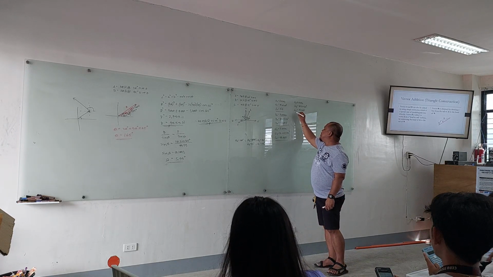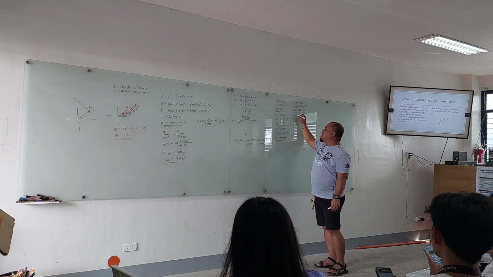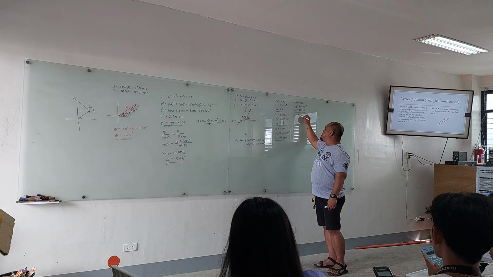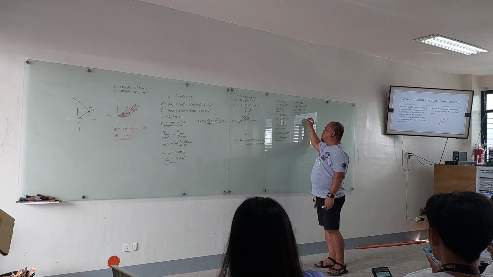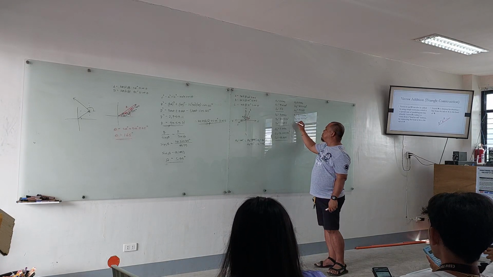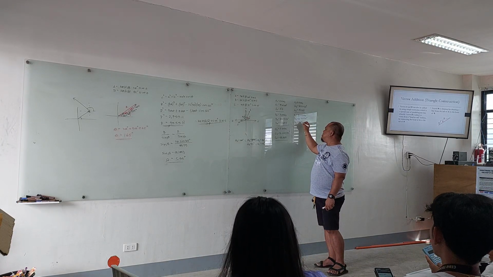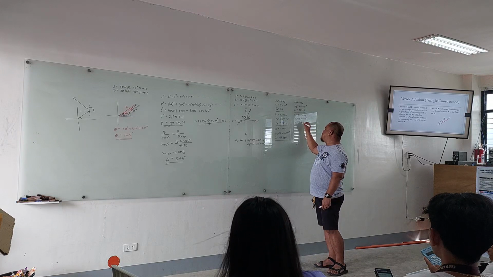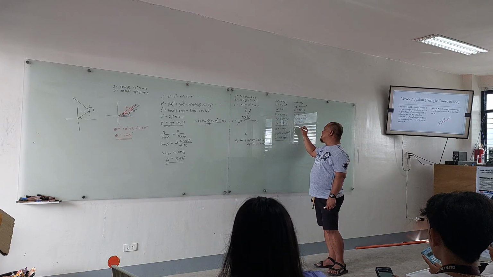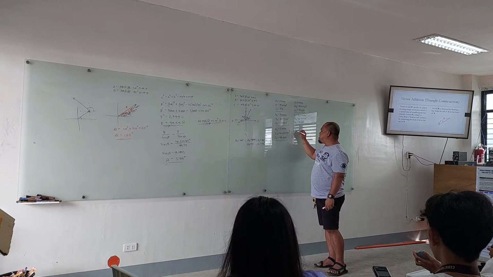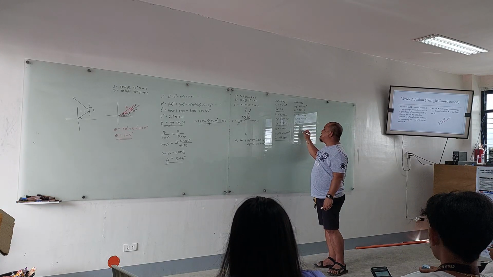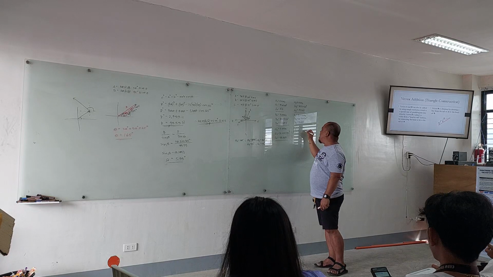98 Newton. Next, BY. BY is equals to B sine of theta B. BY is equals to 10 sine of 135. 7.07 Newton. CY. C sine of theta C. CY is equals to 15 sine of 195 degrees.